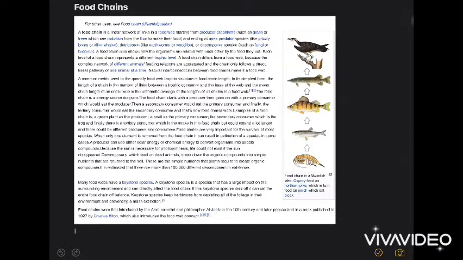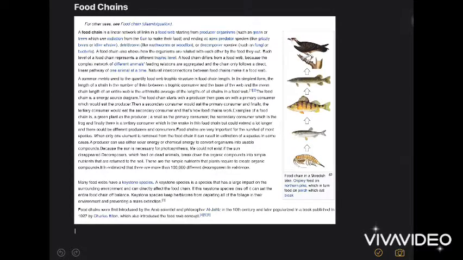The food chain is an energy source diagram. The food chain starts with a producer, then goes on with a primary consumer, which would eat the producer, then a secondary consumer would eat the primary consumer, and finally the tertiary consumer would eat the secondary consumer, and that's how food chains work.